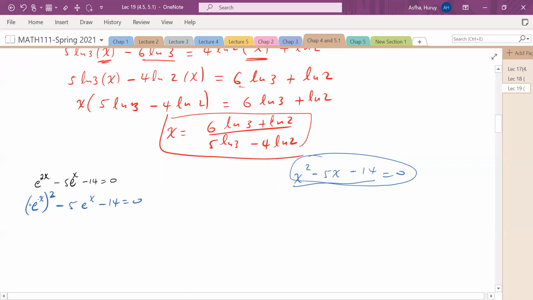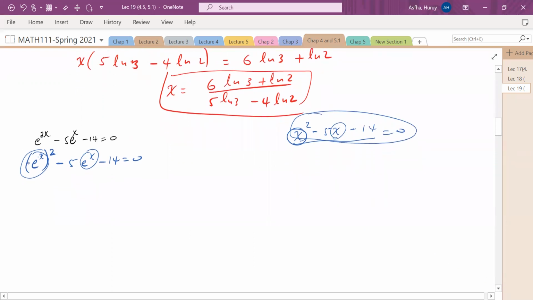Now you can consider e to the power of x as one variable, because we have e to the power of x here, e to the power of x here, so this is just a variable. Basically, this is a quadratic equation in e to the power of x. Therefore, just like solving this equation, what we can do is we find two numbers whose sum is -5 and whose product is -14. And those numbers are -7 and 2.